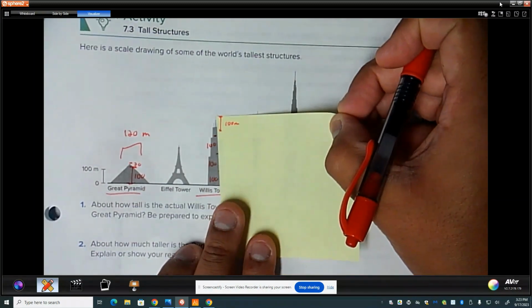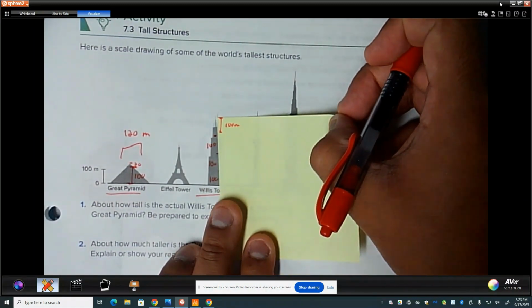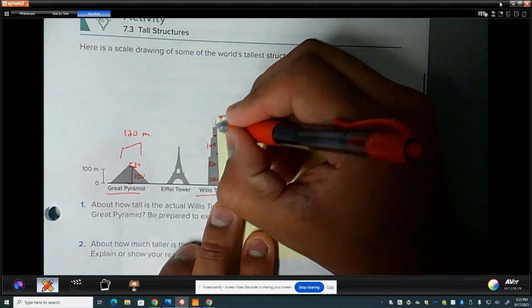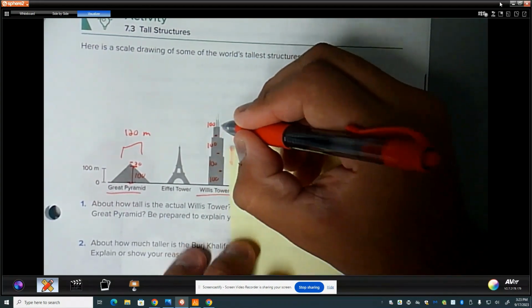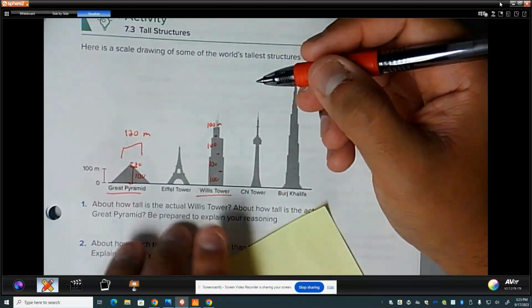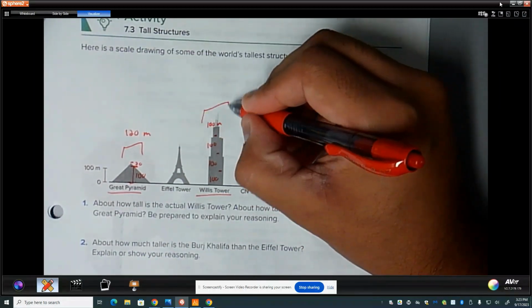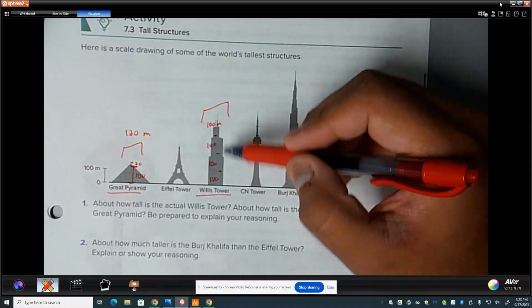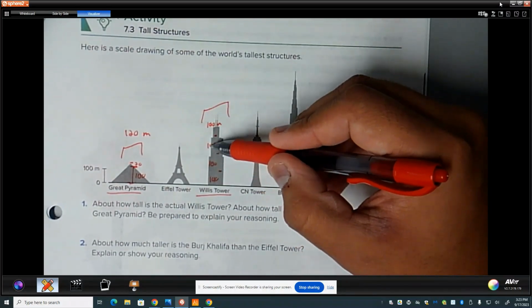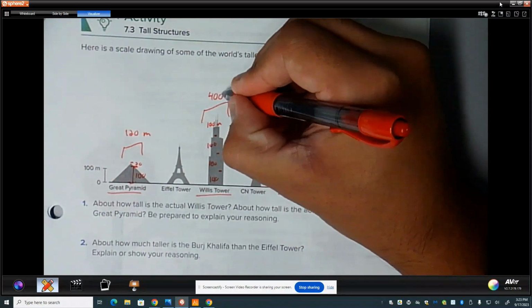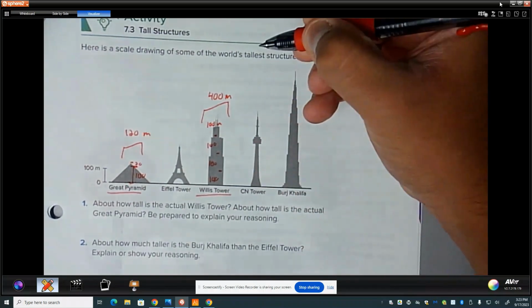And then finally, looking at this from the top, would be about another 100. Now again, this isn't going to be the most accurate, but you could use your scale to get an idea about how actually tall it is. Let's go ahead and figure out how tall in total. So this is 100, 200, 300, 400. It's roughly about 400 meters tall.